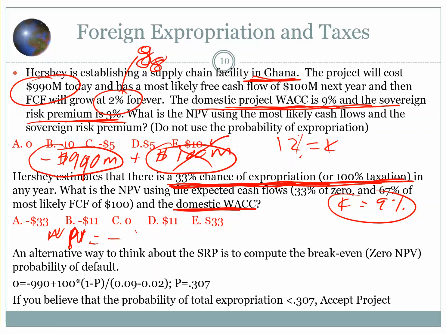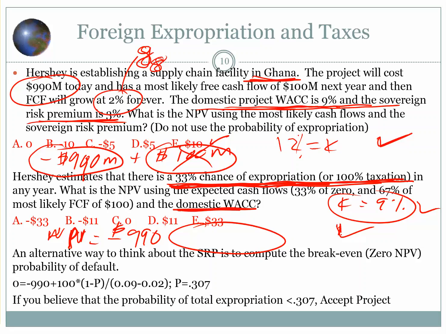In this case, still using your 990, you're going to spend that today. But adjust the cash flows for the 33% chance of getting zero and discount it at 9%. So it's another way of thinking about doing the capital budgeting problem: either doing the sovereign risk premium or adjusting cash flows.